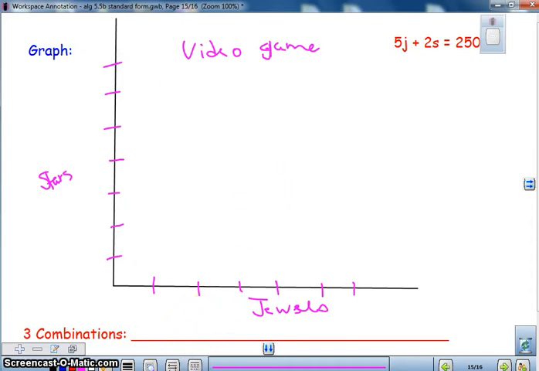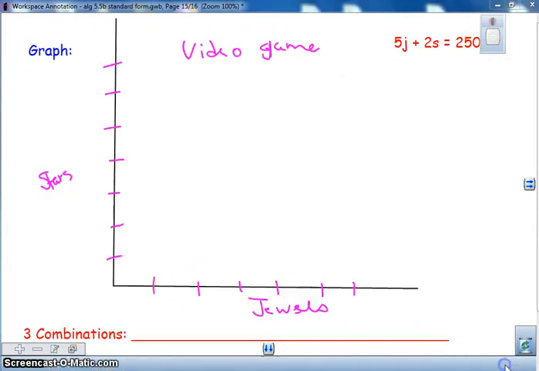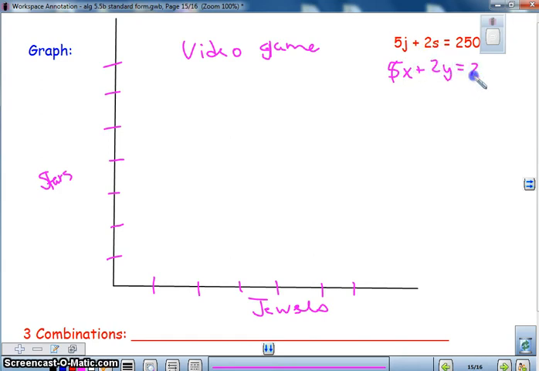for class tomorrow. And again, if it helps you, first, when we go to graph it, in our equation, what is our x-intercept? So if we are looking at this, you might want to think of this as really 5x plus 2y equals 250. But the jewels was our x, and our y is our stars. And so now coming up with some combinations. If you come up with your x and y intercept, at least that's going to help you to decide first what should my interval be as you go to graphing.